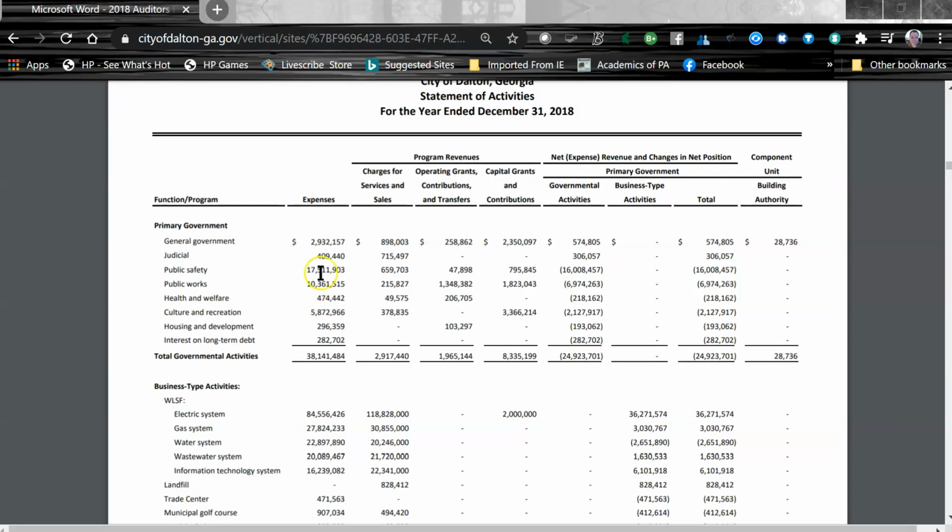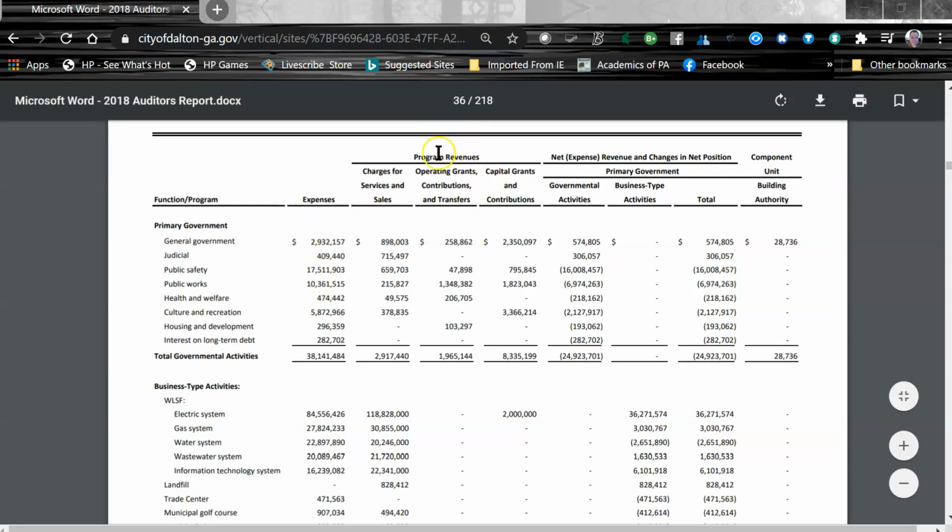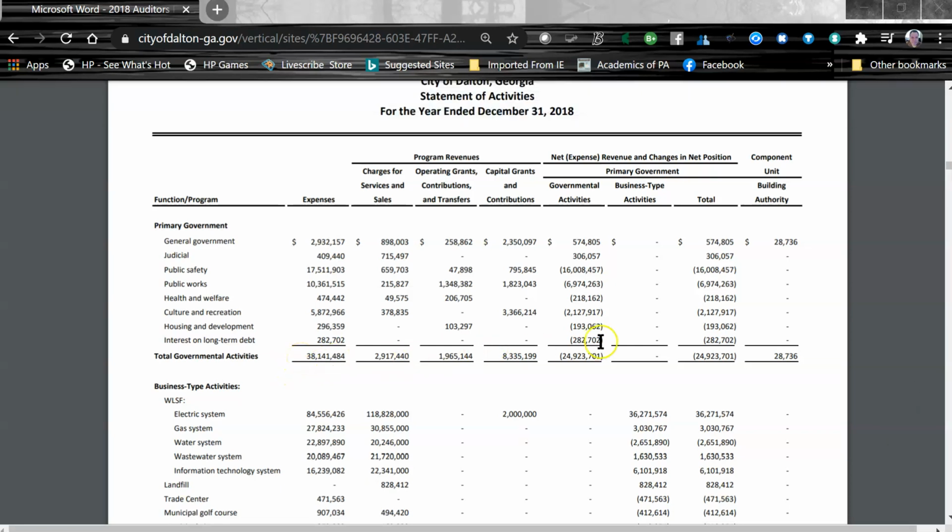Then from expenses, we take a look at the different types of revenues that we have. So we've got charges for services and sales, operating grants, contributions and transfers, capital grants and contributions. And so those would be subtracted from expenses to come up with kind of a net amount. Again, over here, we have a component unit. We're going to ignore that for the time being. So we have this net amount here, and the net amount shows that there were more expenses than there were revenues.